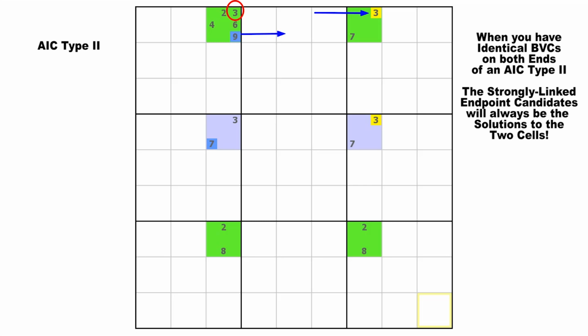But when you have two identical bi-value cells, that start digit is always going to appear in the end cell, and the end digit is always going to appear in the start cell. So you will always be able to enter the strongly linked endpoint candidates into those cells as the solutions to those cells. And that's the beauty of this configuration.